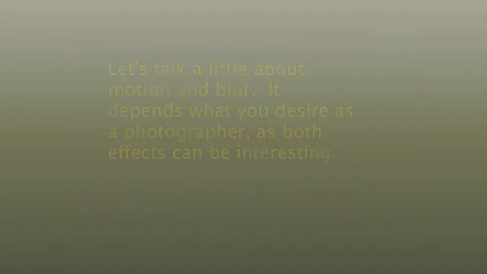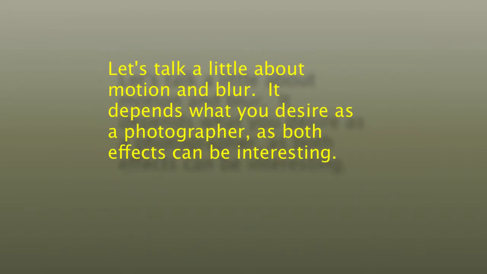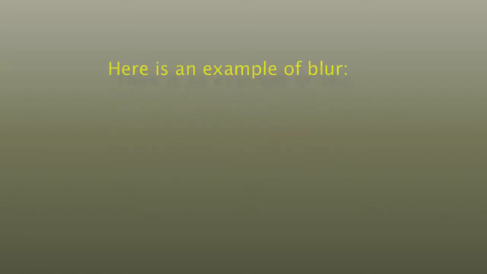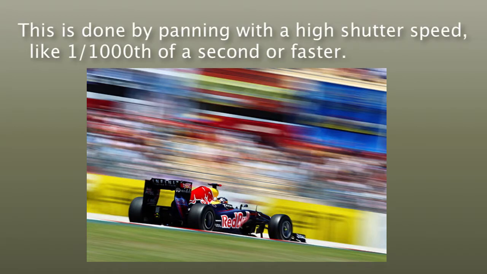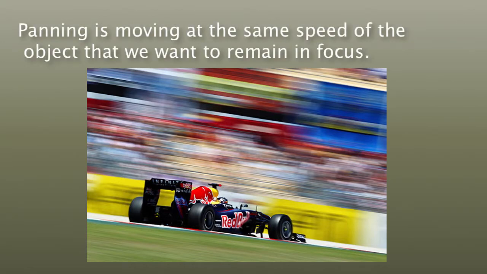Let's talk a little about motion and blur. It depends what you desire as a photographer, as both effects can be interesting. Here's an example of blur. In this example, the car is in focus, but the background is out of focus. This is done by panning with a high shutter speed, like 1/1000th of a second or faster. Panning is moving the camera at the same speed of the object that we want to remain in focus.